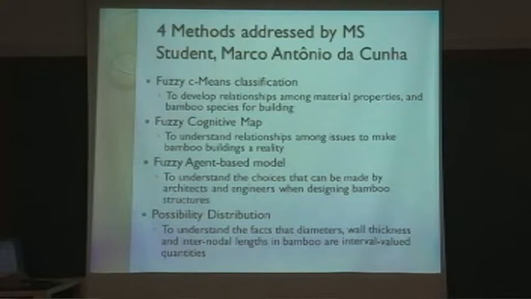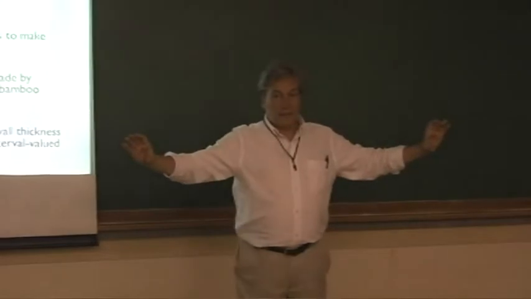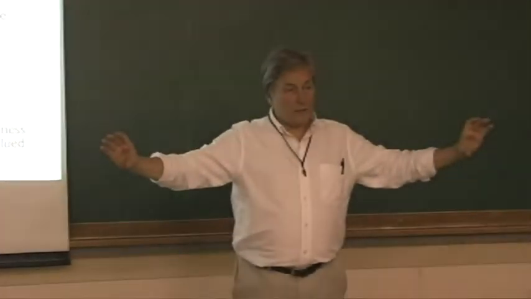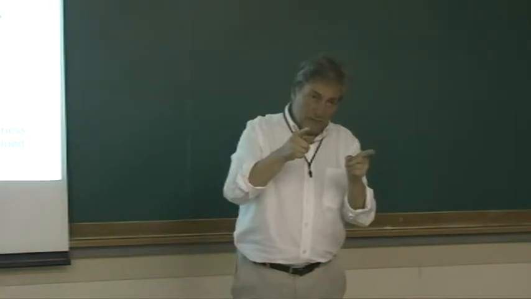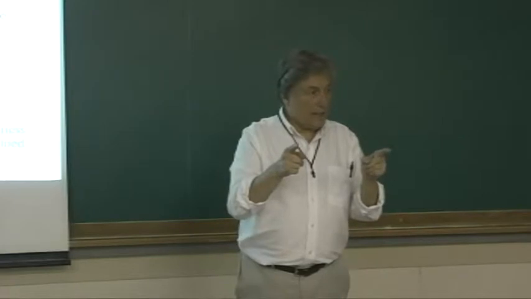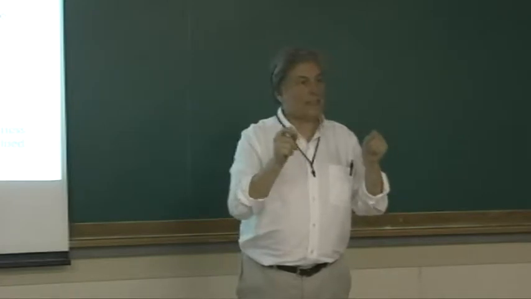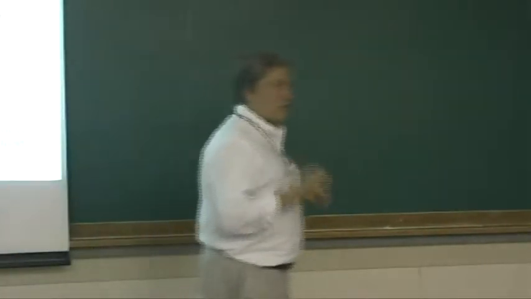The diameter is 8 centimeters on this end, and it's 12 centimeters on that end. That's an interval from 8 to 12. It varies. The thickness varies a little bit too. The length between the nodes, the diaphragms, that's not a constant. That's a variable. It's an interval. It's not a number. Possibility distributions are used to assess collections of intervals.